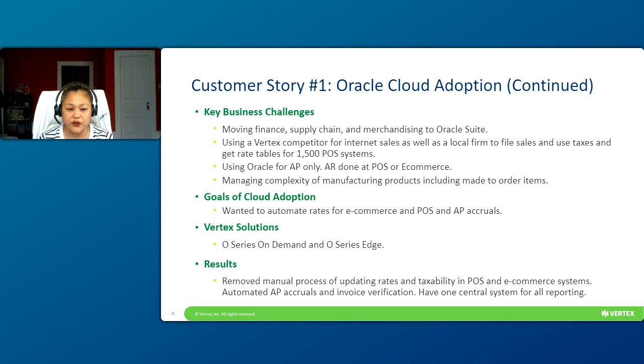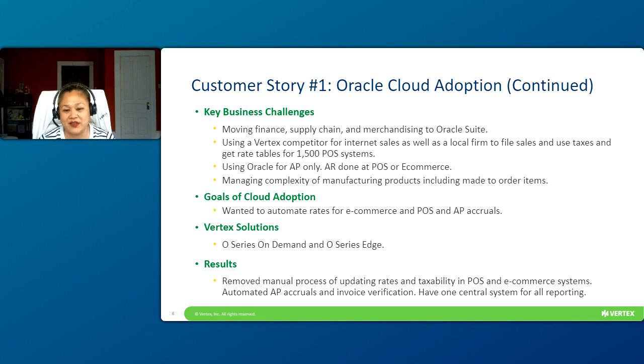So what we were able to do for them was put them on a central system where they can have all their reporting through O Series on demand. And through O Series, we were able to connect with their Oracle AP, so we're able to automate as well as do vendor invoice verifications for their purchases. For their point of sale, we put them on O Series Edge, which is containerization, so that each of their point of sale could connect to that system, even if they were offline from the internet itself. And for the e-commerce piece, we connected that with a standard connector that we had with that e-commerce platform.